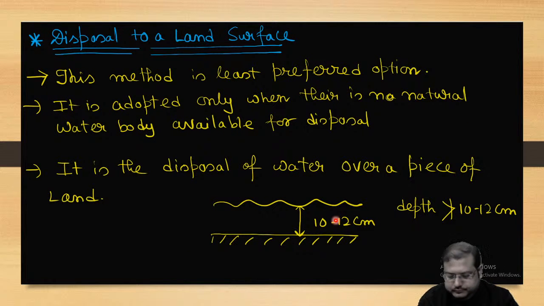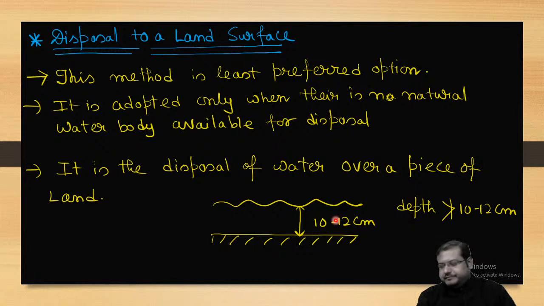Now, next we are going for the disposal to a land surface. This method is the least preferred option. I've already told you it is adopted only when there is no natural water body available for disposal. It is a disposal of water over a piece of land.